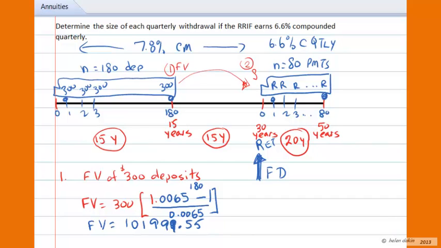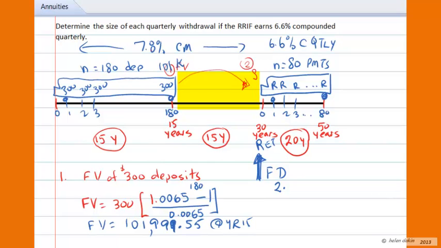Now, let's place that on the time diagram where it belongs. We've got $191,991.55 at year 15. Now, it's important to note that we don't make any further deposits for the next 15 years, but that money certainly does not sit in the account not earning any interest. It's going to earn interest for the next 15 years at the same rate of 7.8% compounded monthly.